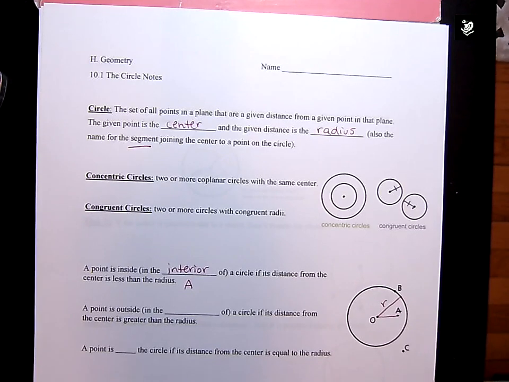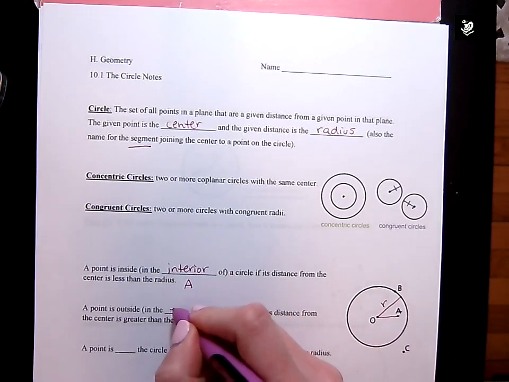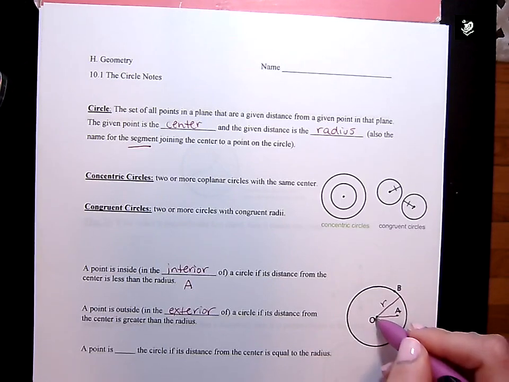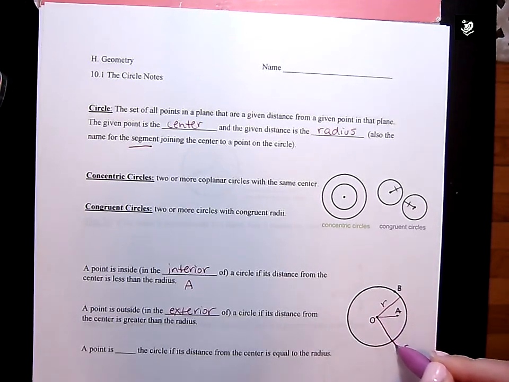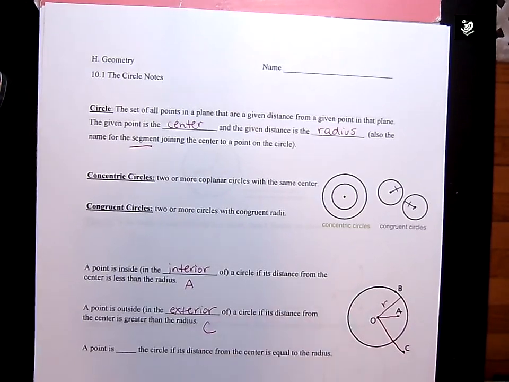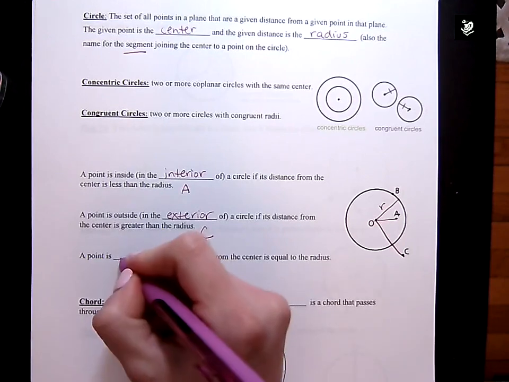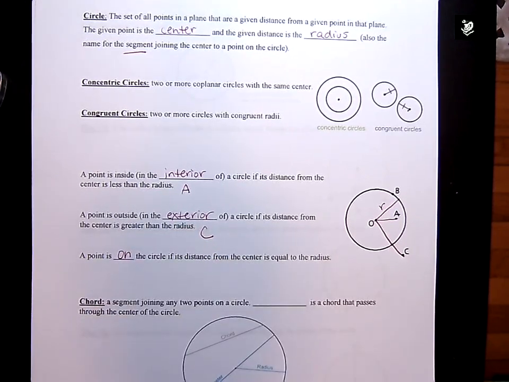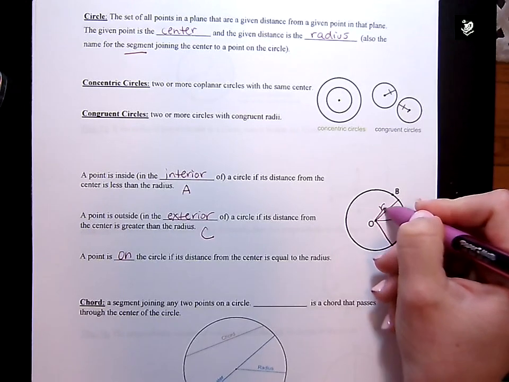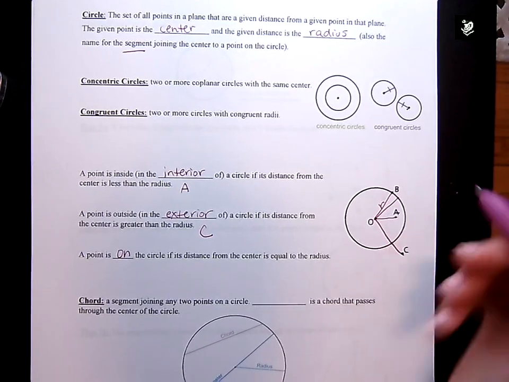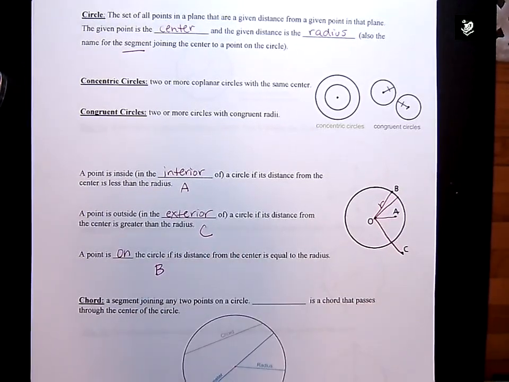Okay. A point is on the outside or in the exterior of the circle if its distance from the center is greater than the radius. So here's my radius, but while I'm outside the circle, so C is on the exterior. And a point is on the circle if its distance from the center is equal to the radius. So if I were to draw this line right here, you could see that the distance from O to B is the same length as the radius, so B is on the circle. Okay, so that's the differentiation between in, outside, and on.